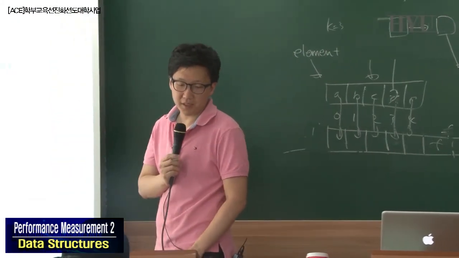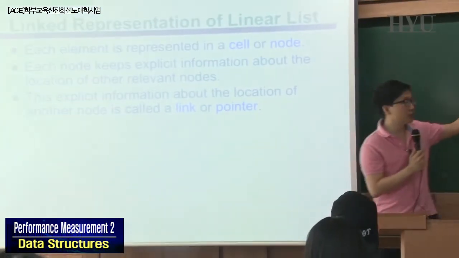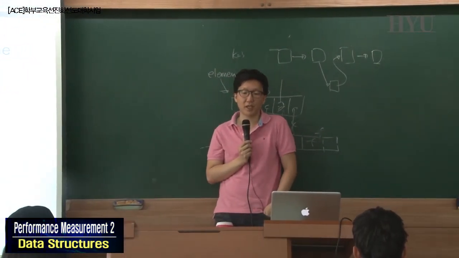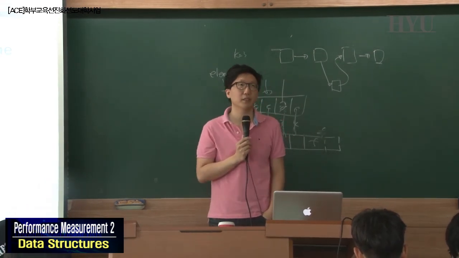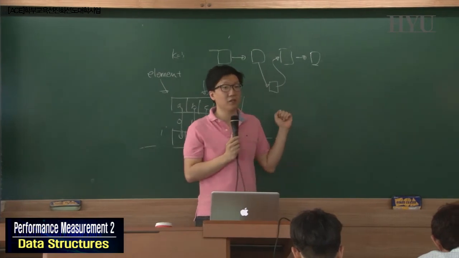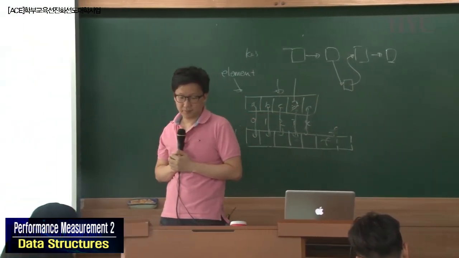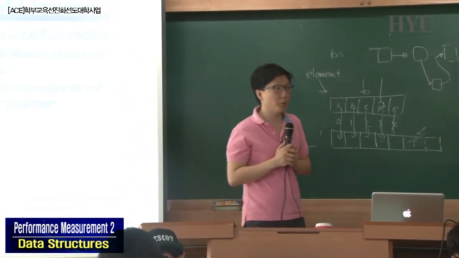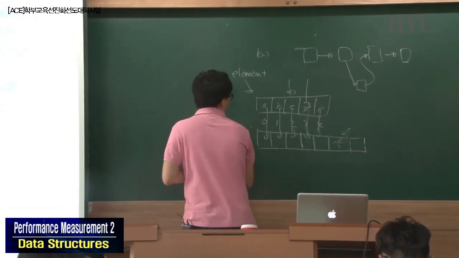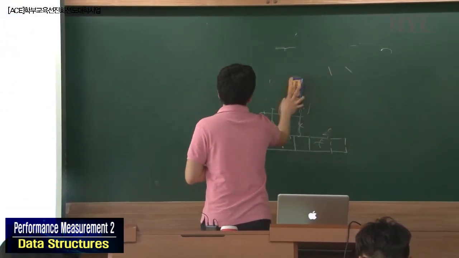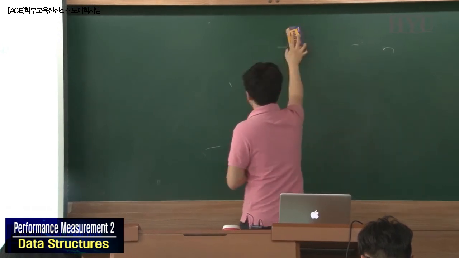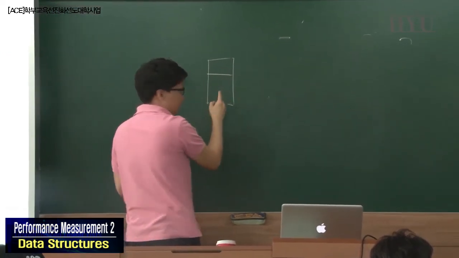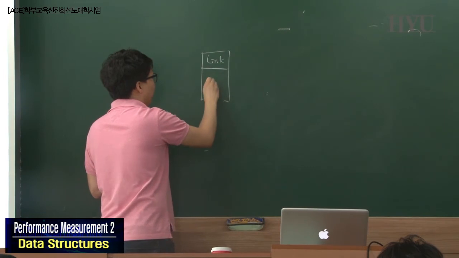Each element is represented as a cell, a node. I already drew this cell or node. Each node keeps explicit information about the location of another relevant node. Simply put, they know the location of your next one. This explicit information about the location of another node is called a link or pointer. To be more exact, I should draw it this way. Each node has a link and data.